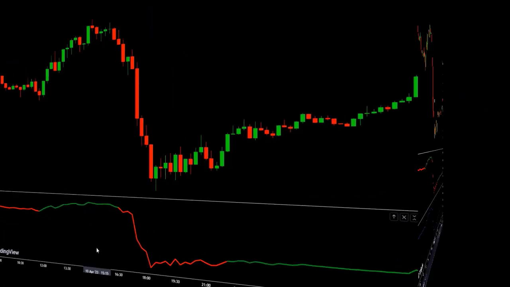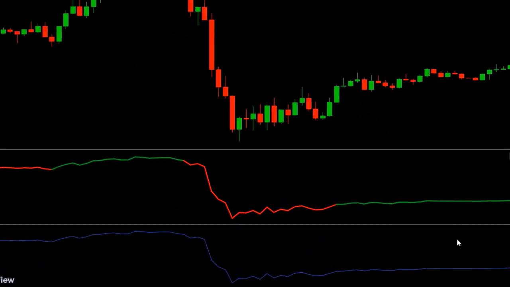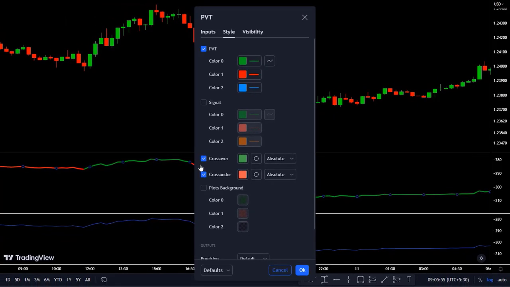If you have used the PVT indicator before, you may have noticed that the current indicator we added to the chart looks a bit different than the original one. This is because this indicator is the newer and improved version that has a second component. This component is the signal line.